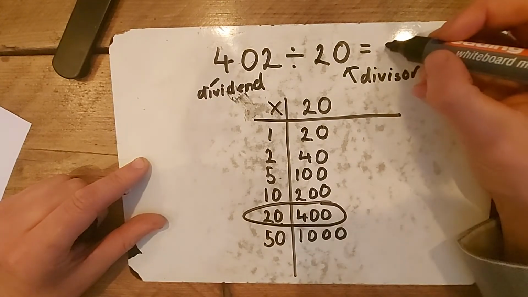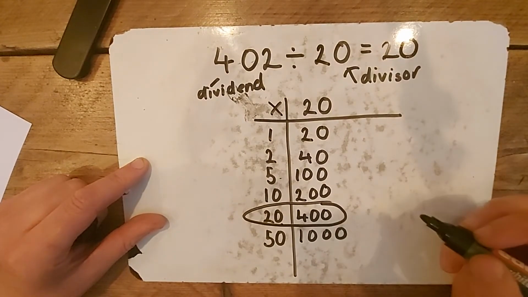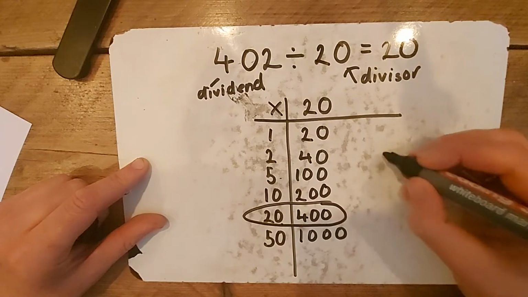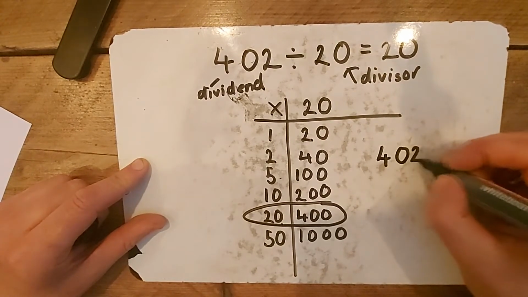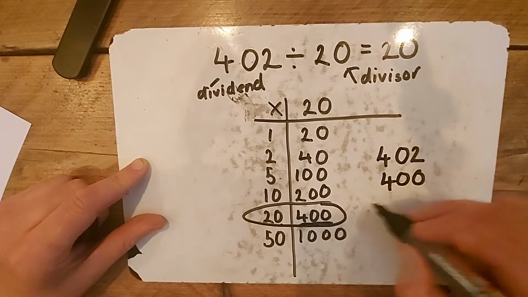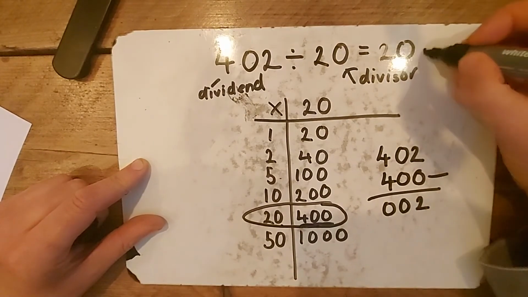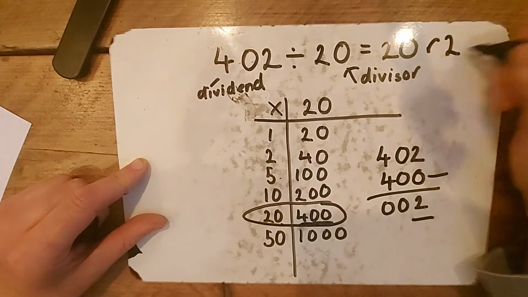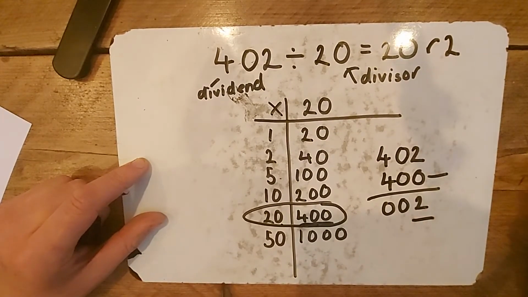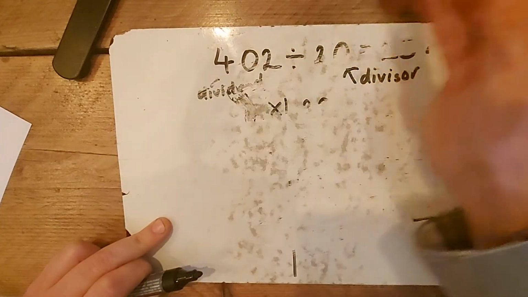So it is 20. Now we need to find the remainder, and quite simply I would just do the dividend, take away this number we've circled. So the answer there would be 2. Okay, nice and simple.